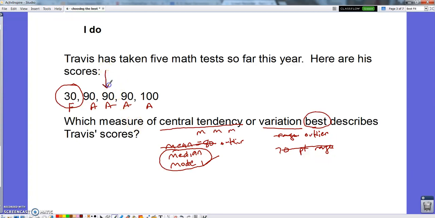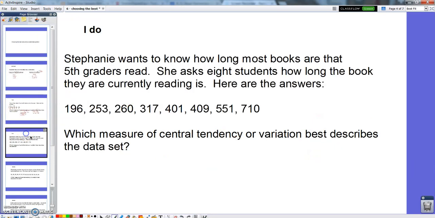And his median score, you say, half the time he gets 90 or above, half the time he gets 90 or below. That's not a terrible answer either. So I would say in a situation like this where you have an outlier, usually your median or your mode or both are a decent answer, but your mean and your range are not. Very rarely are you going to pick mode as your best answer, but it was pretty good in this situation. All right, let me do another one before we do a couple together.